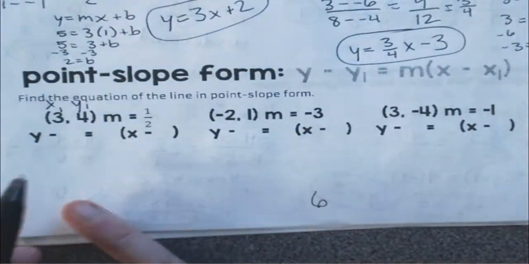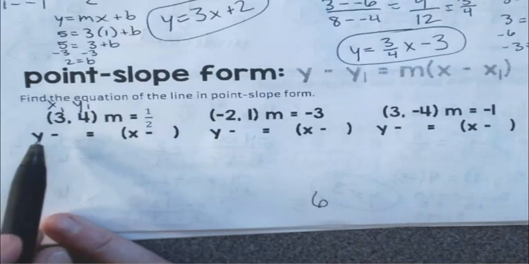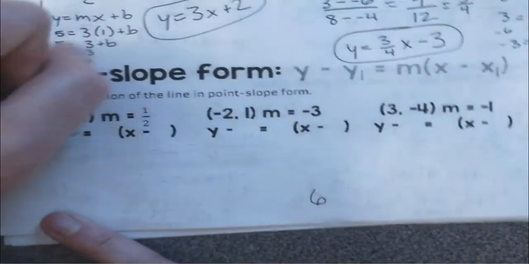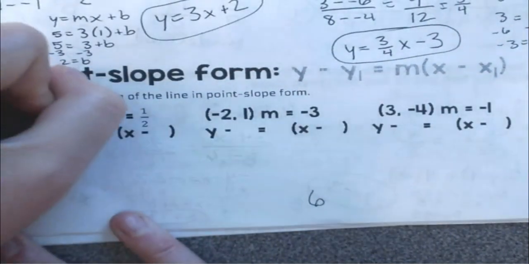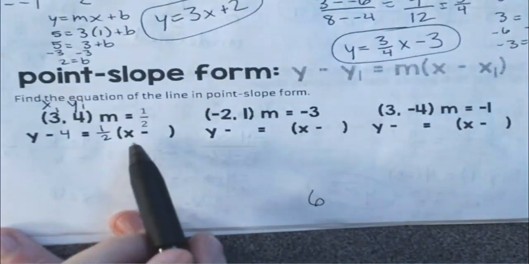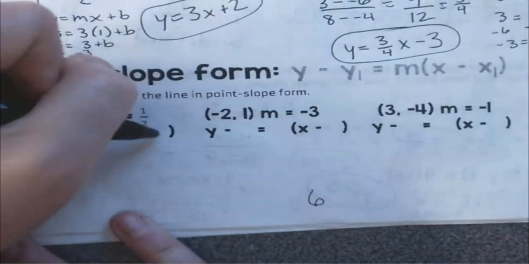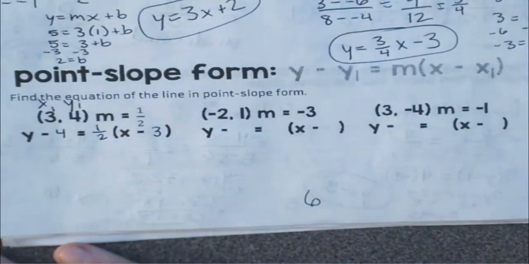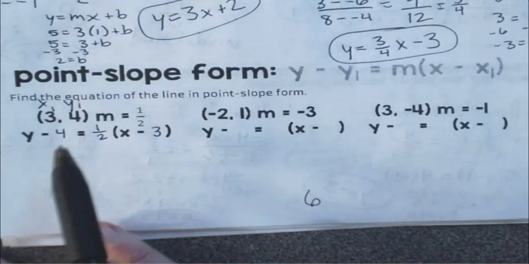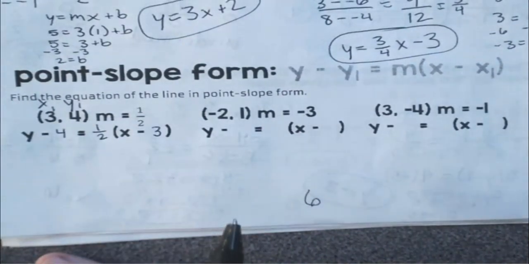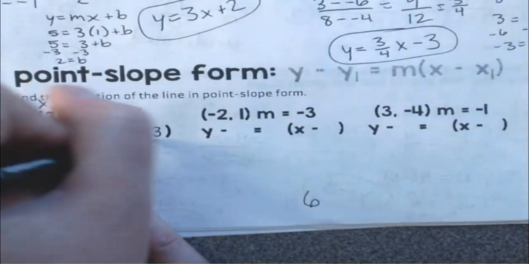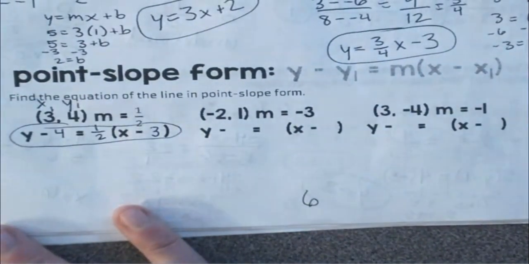For this one, it's going to be y minus whatever your y1 is, so 4 in this case, equals your slope times x minus my x1, which is 3. I don't have to rewrite this because since these are positive, you change the sign and they'll end up being negative. So we can just go for it.